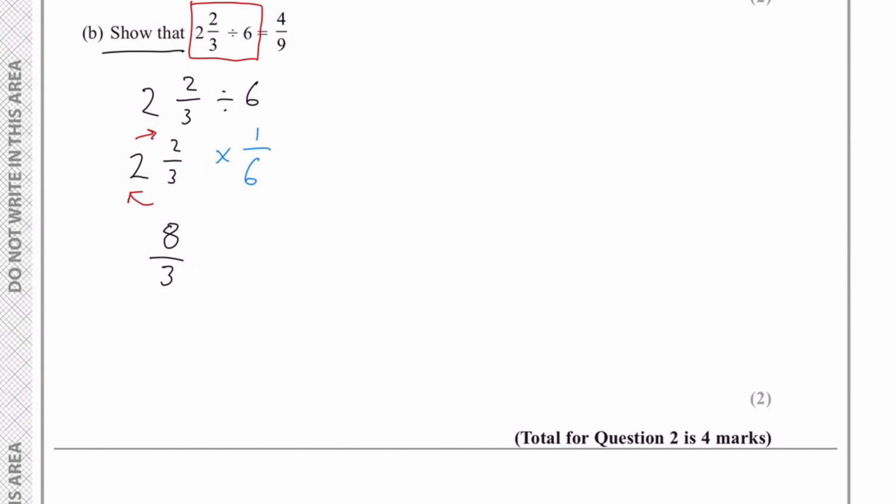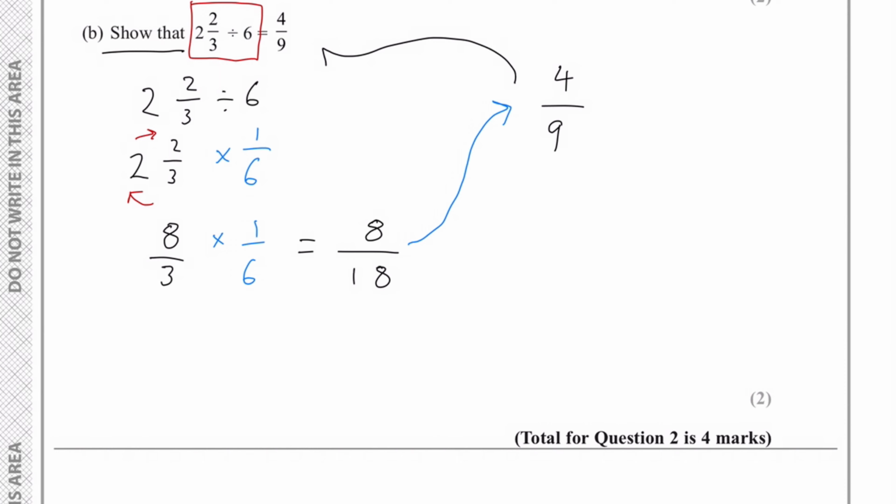Now we can bring down our 1 over 6, so we have 8 over 3 times 1 over 6. From here we can now multiply our numerators together and we get 8. And we can do the same with our denominators and we get 18. From here we just need to simplify this fraction because we can see both numerator and denominator can still be divided by 2, so it's not in its simplest form. Dividing by 2 gives us 4 as our numerator and 9 as our denominator, and we've shown that the left hand side of the equation is equal to 4 over 9.